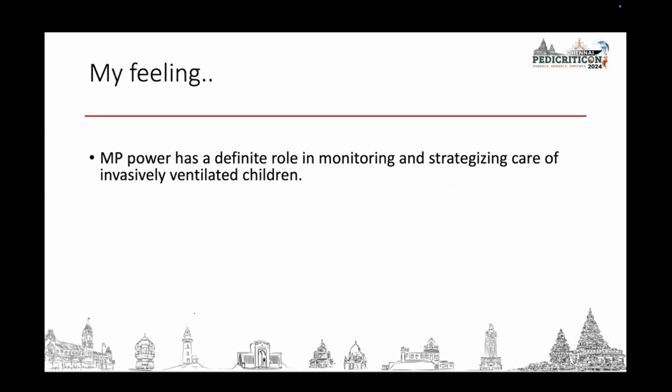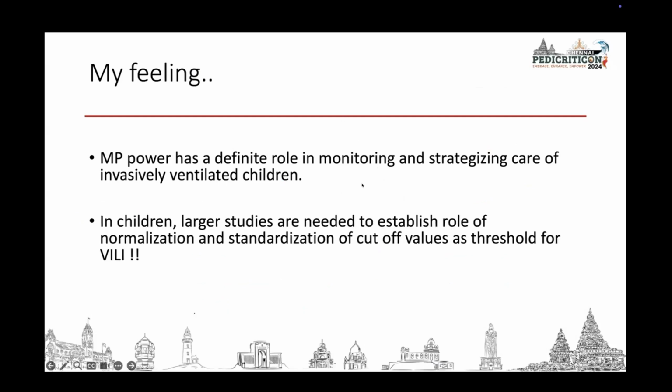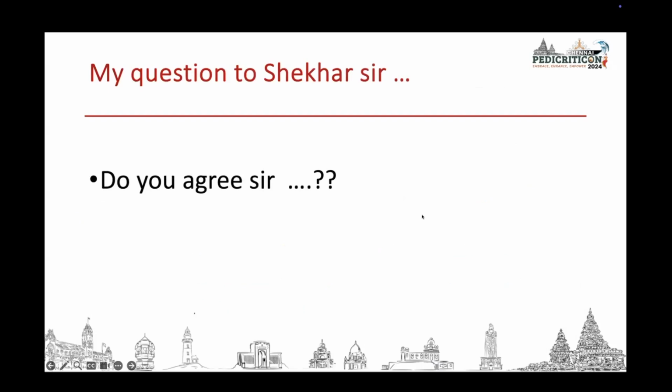So mechanical power has a definite role in monitoring and strategizing the care of invasively ventilated children. In children, larger studies are definitely needed to establish its role, particularly the role of normalization and standardization of cutoff values for thresholds of ventilator-induced lung injury.